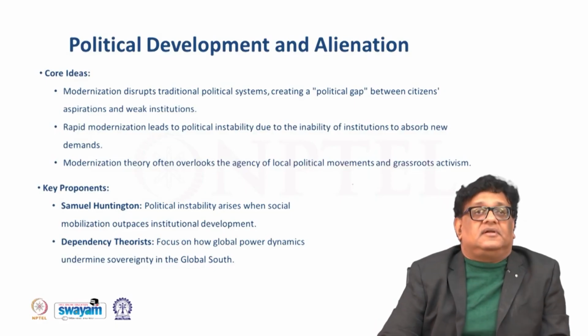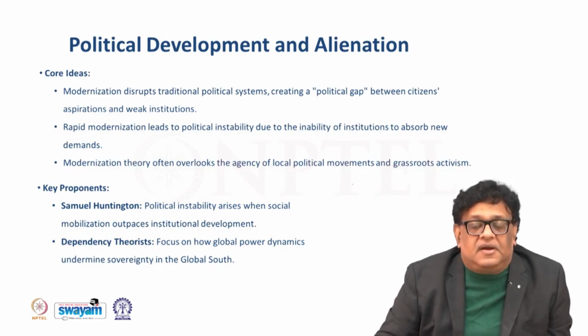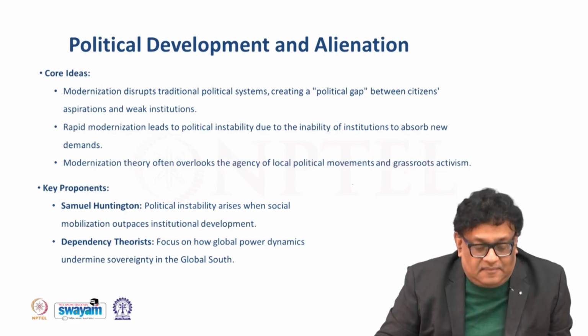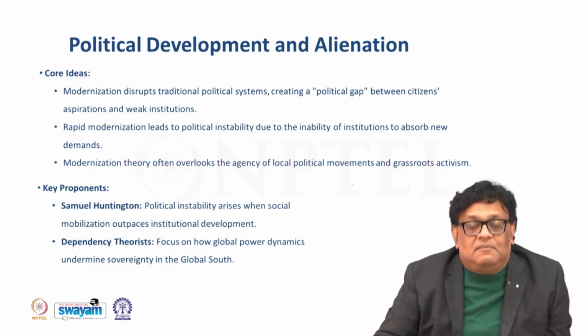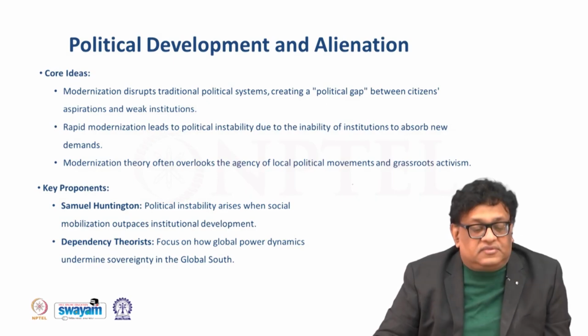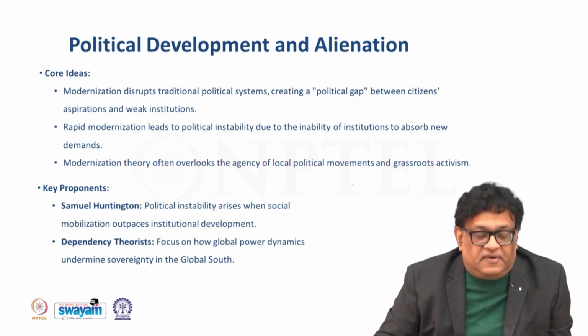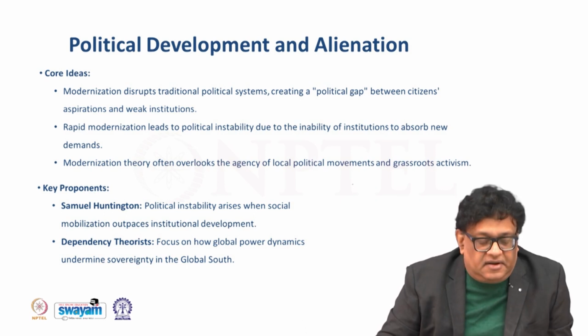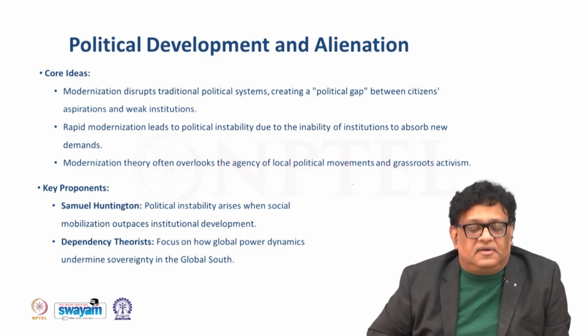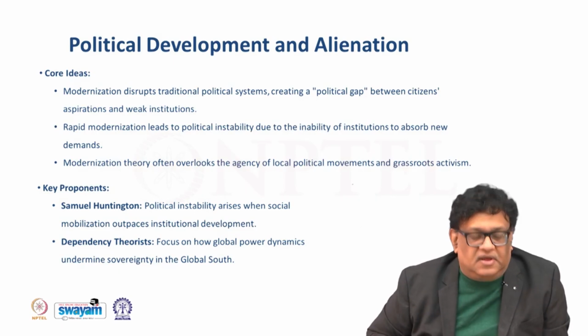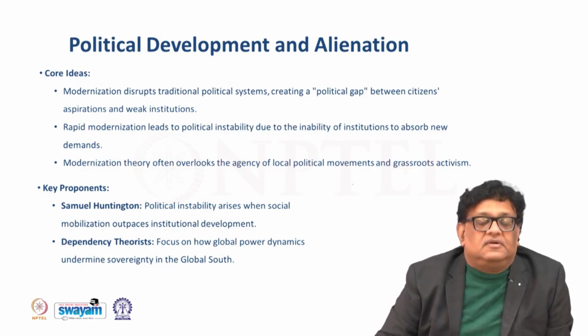Modernization disrupts traditional political systems, creating a political gap where citizens' aspirations outspace institutional capacity. This gap often results in political instability, as seen in newly independent African nations like Nigeria. Despite gaining independence, many African states faced coups and ethnic conflicts due to weak modern institutions incapable of unifying diverse populations. Samuel Huntington argued that political instability arises when social mobilization exceeds institutional development.